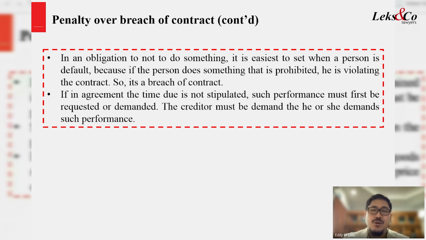Then when is the obligation due and payable? So in this scenario, you have to send a letter of demand, so that it's clear that based on the letter of demand, this period will be considered as due and payable. Yeah, when it is due and payable, you have to pay. When you don't pay, then you are violating the contract.